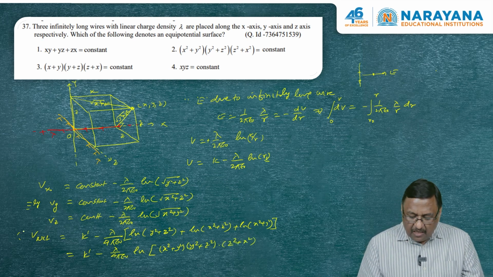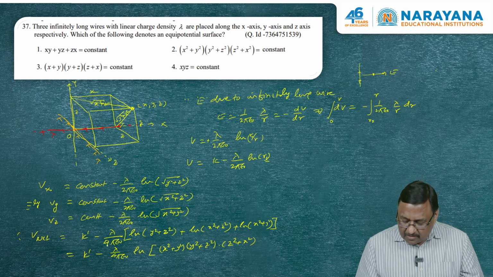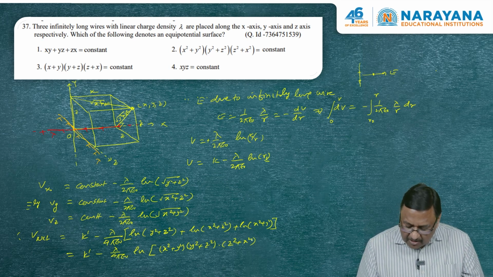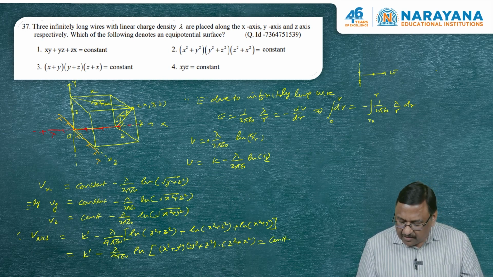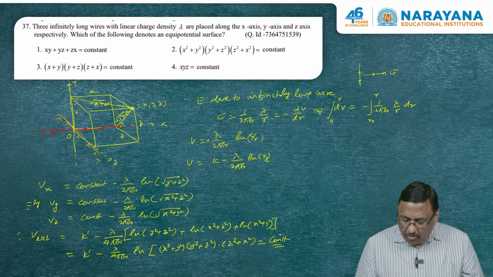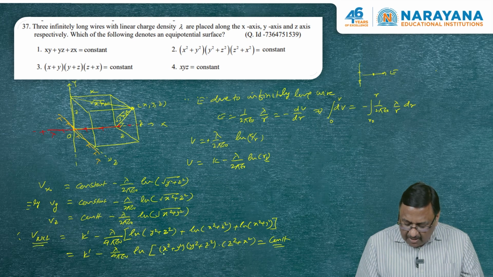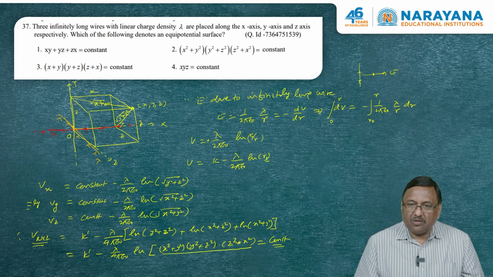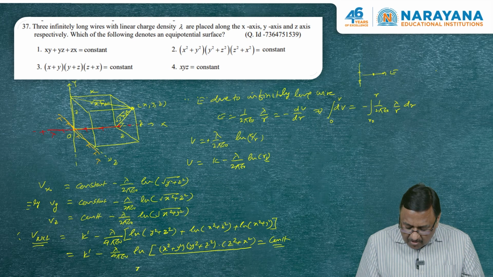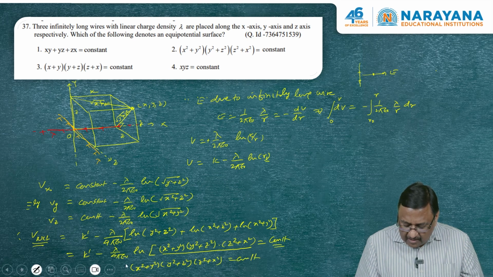As the question is saying, this is going to be my equipotential surface. That means this V net should be a constant factor. If it is going to be constant for all values of x, y, and z on this surface, then this factor has to be constant. So x square plus y square into y square plus z square into z square plus x square is going to be constant, and that indicates my equation of the surface.